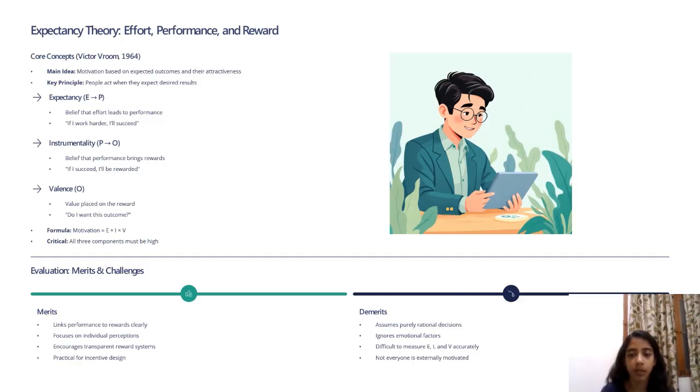The core theory focuses on key elements: E, which represents expectancy, I, which represents instrumentality, and V, which represents valency. Demerits of expectancy theory: it assumes purely rational decisions, ignores other motivation factors, and is difficult to measure. Not everyone is motivated in exactly the same way.